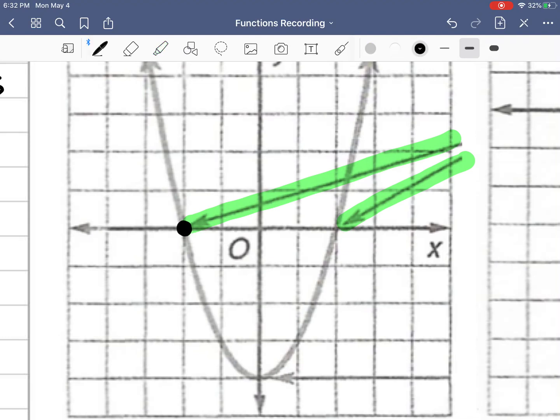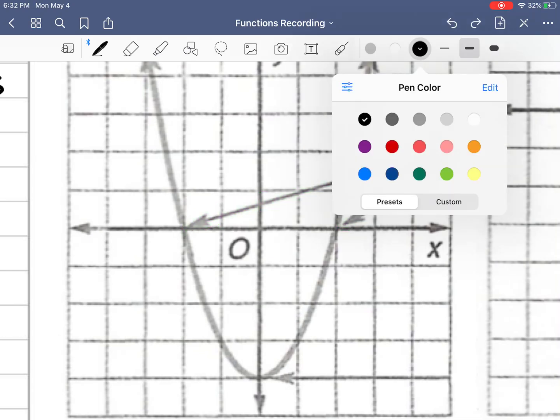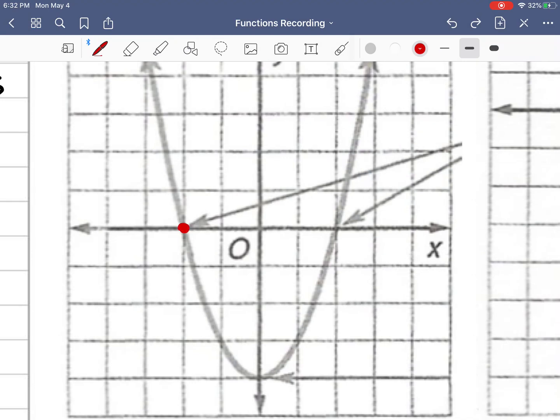There is one here, and then there's one here. So if you want to go ahead and mark those in there, I think I'm going to erase all of that green stuff and just use red points right here. So we can see them, but we need to find the coordinates of those points. So this one is at (2, 0), so it's over 2, rise 0. And then this one is at (-2, 0).